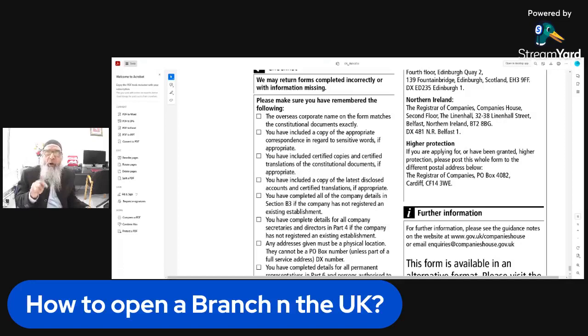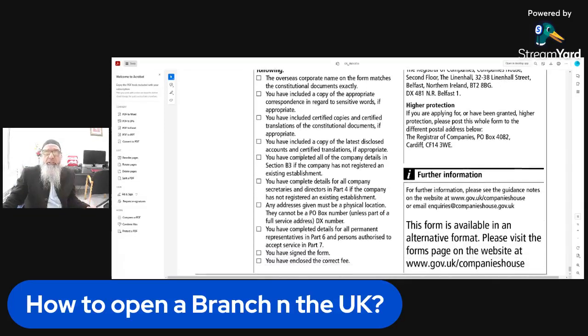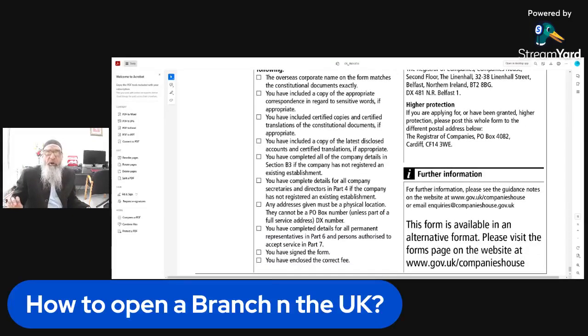You have included a copy of the appropriate correspondence in regards to sensitive words, if appropriate. Again, I discussed sensitive words previously. If somebody has got any apprehension or issue, we can discuss this issue. You have included certified copies and certified translations of the constitutional documents, if appropriate. You are supposed to tick all these, ensuring that these have been complied with and fulfilled. You have included a copy of the latest disclosed accounts and certified translations, if appropriate. You have completed all of the company details in section B3.